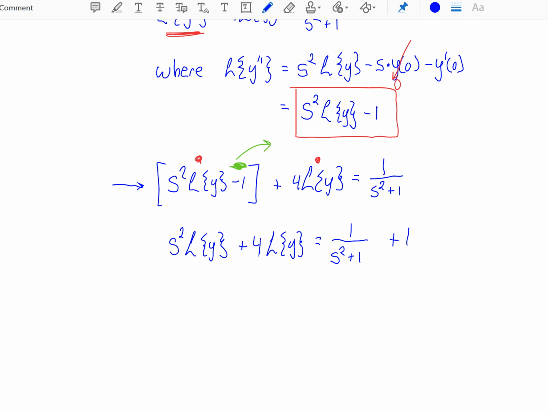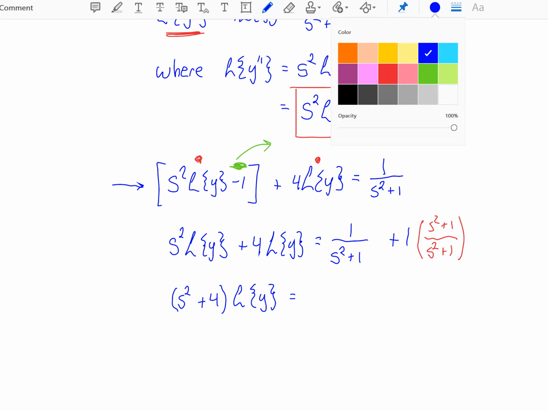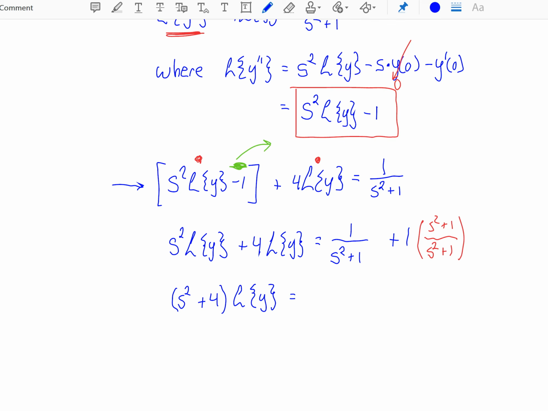Now on the left side, let's factor out our common term of Laplace of y, our common factor, to leave s squared plus 4 times Laplace of y. And on the right hand side, I'd like to have a single term. So let's get a common denominator by multiplying this 1 by s squared plus 1 over s squared plus 1, so that we can make the right hand side be a single fraction, I think it'll be s squared plus 2 over s squared plus 1.